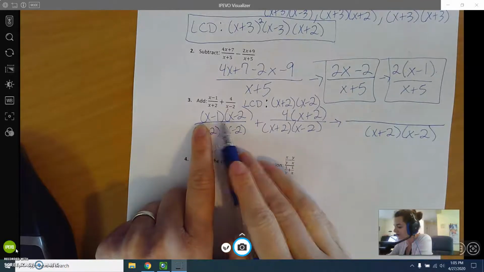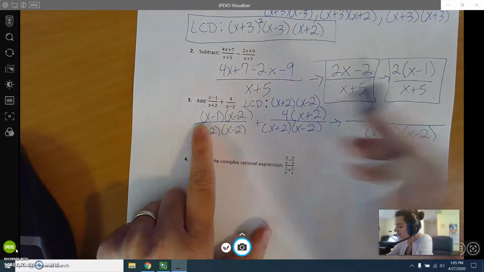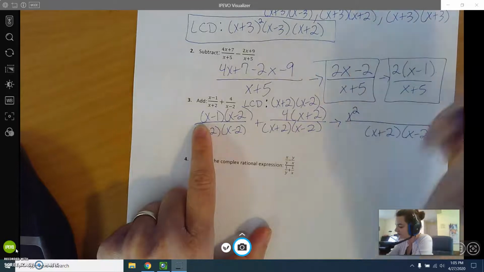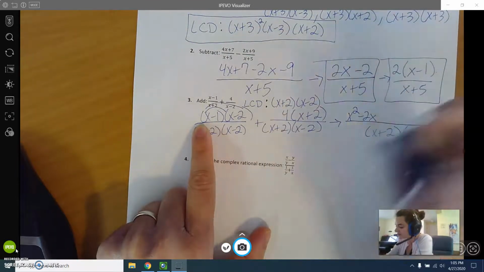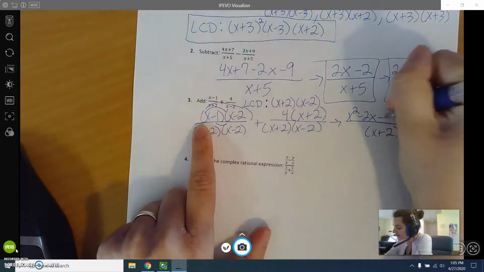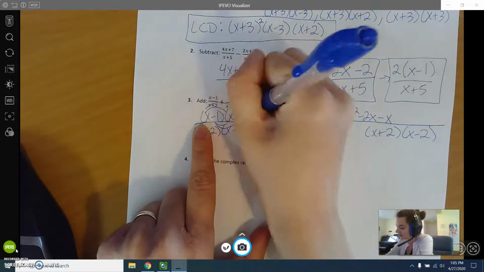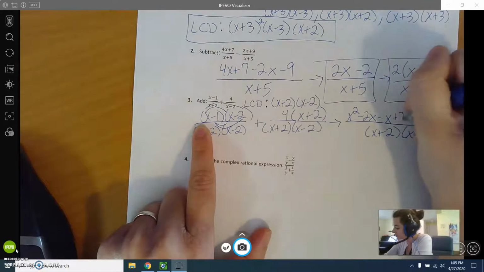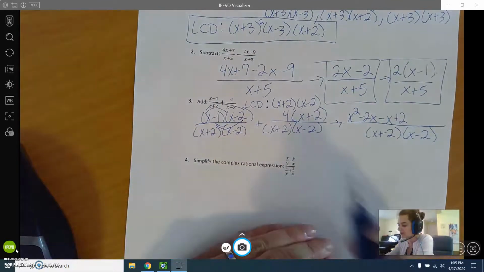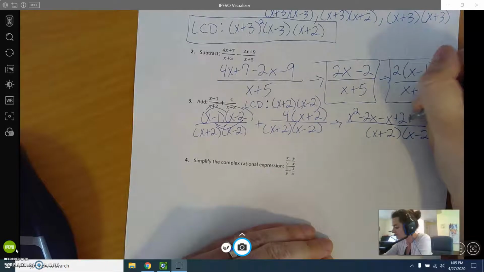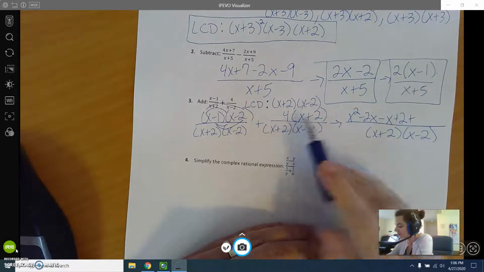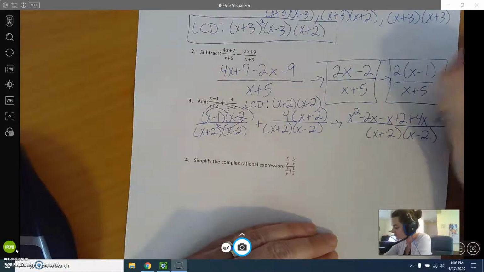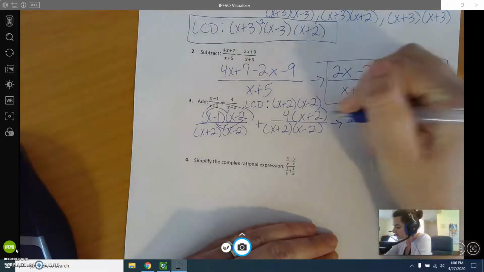If you have x minus 1 times x minus 2, you'll have x times x, which is x squared. You'll have x times negative 2, which is negative 2x. We'll have a negative 1 times x. And then negative 1 times negative 2, which is positive 2. Okay? I'm going to add to that my second numerator. So I'm doing 4 times x plus 2, so that's 4 times x, 4x, plus 4 times 2, which is 8.